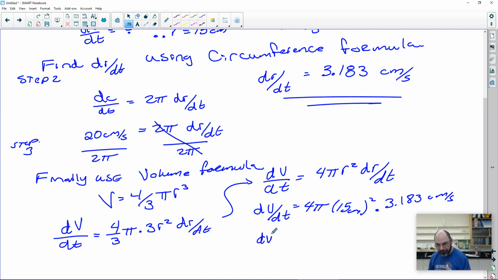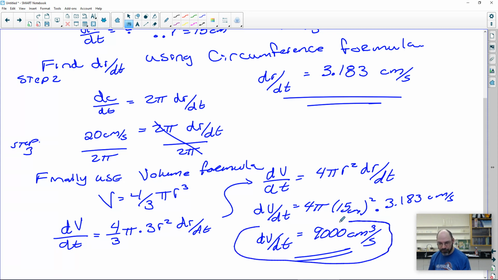So dV, and there could be some variance depending on how you round off here. If you rounded that to 3.2, it might be a little higher. So let's say it's about 9,000 centimeters cubed per second. And this is our final answer here for the question. So sometimes you have to break it down. And that is related rates with circles, the easiest kind.